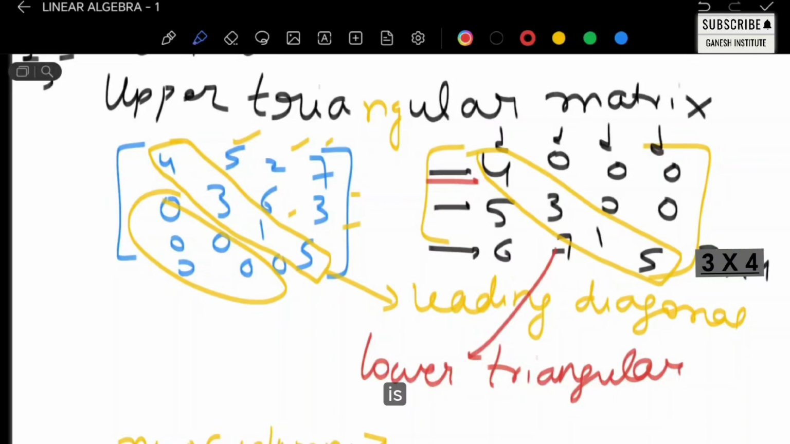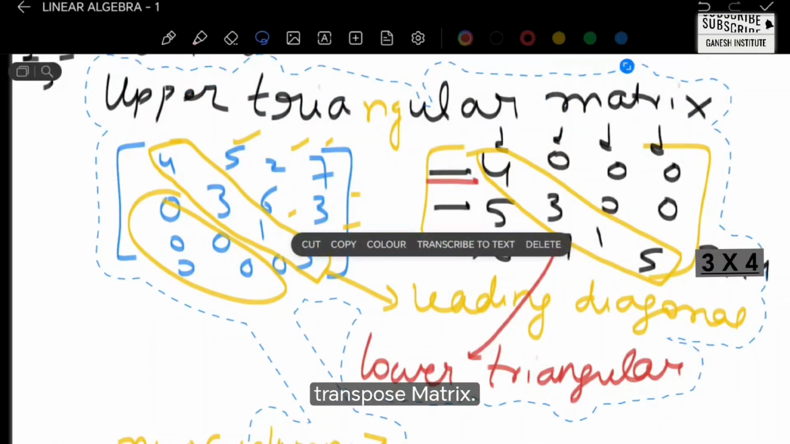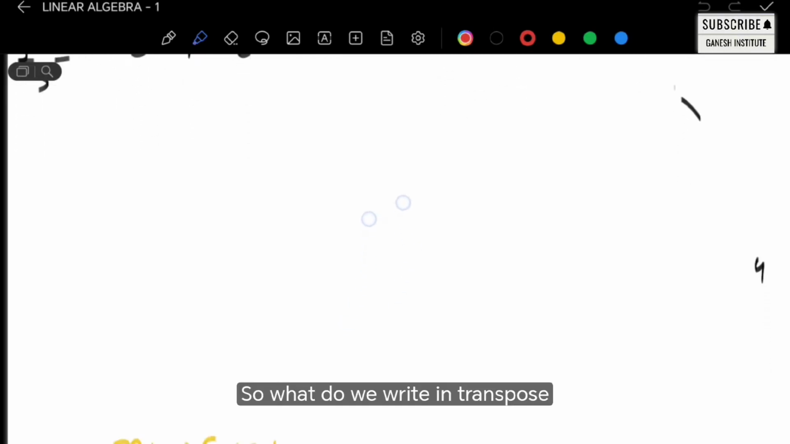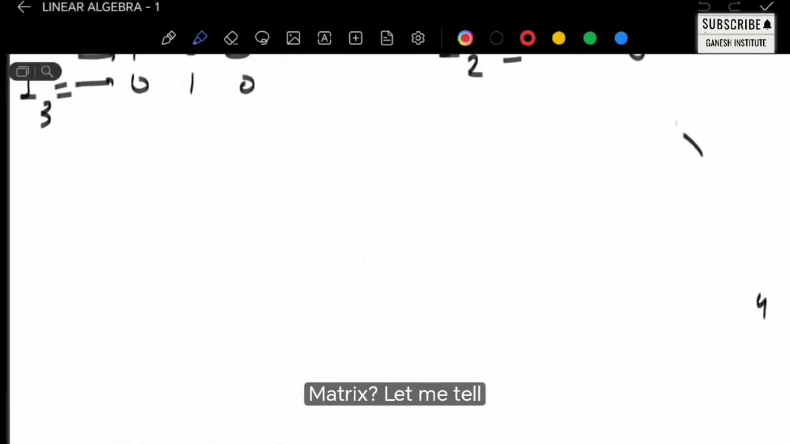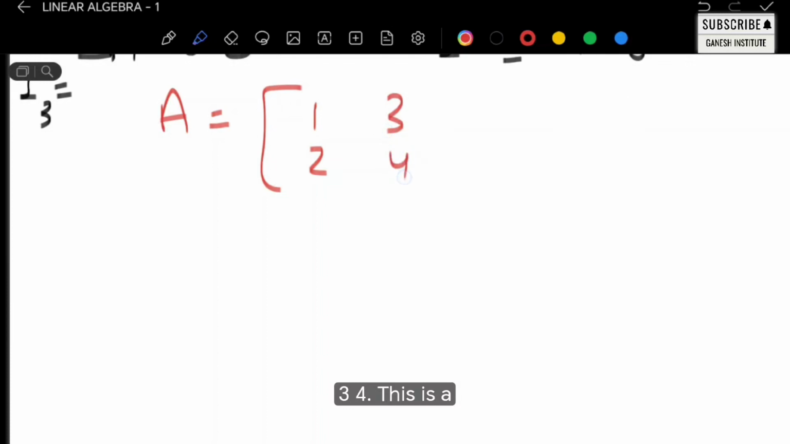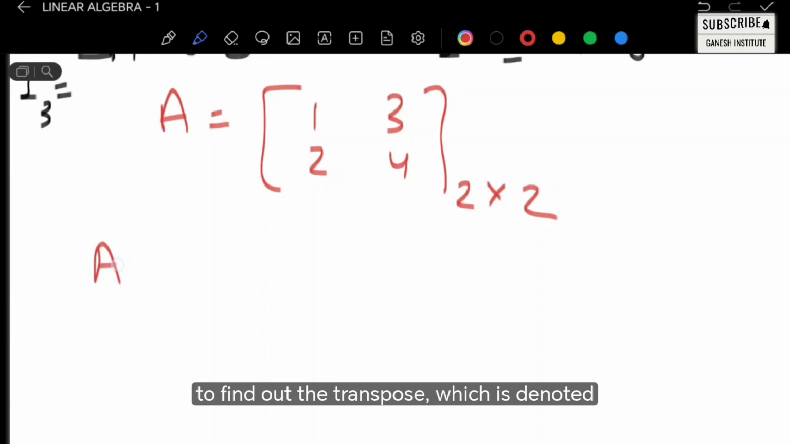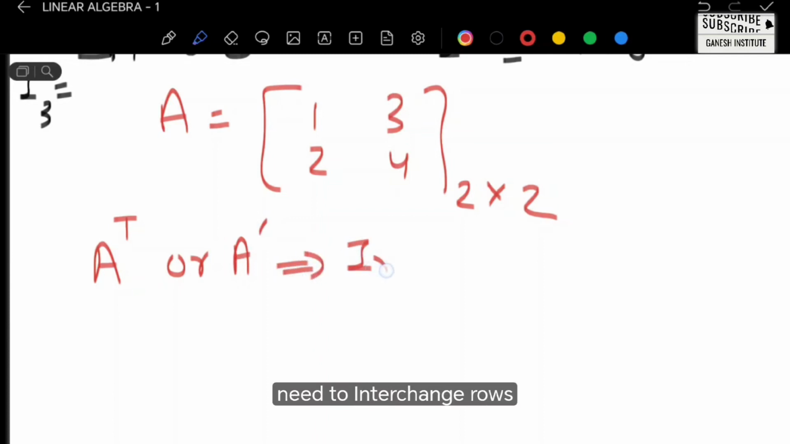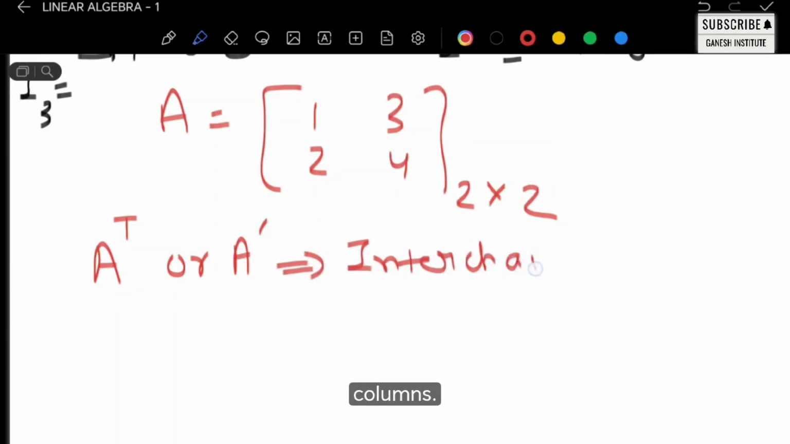Now the next one is transpose matrix. So what do we write in transpose matrix? Let me tell you. Let's say I have a matrix 1, 2, 3, 4. This is a 2 by 2 square matrix. If I need to find out the transpose, which is denoted by A^T or A dash, then I need to interchange rows with columns.